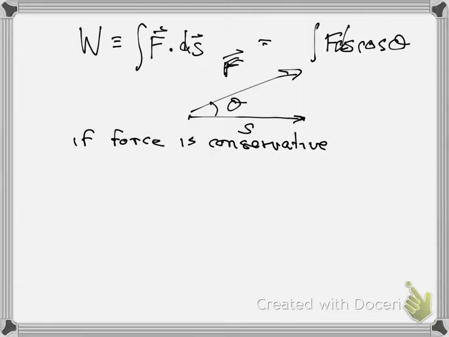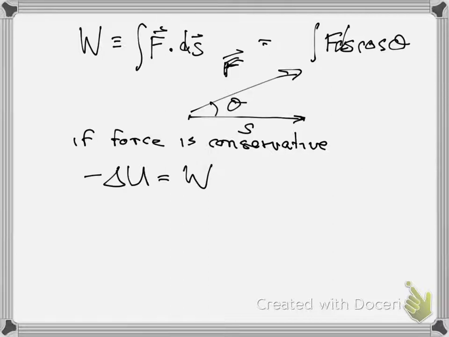And if it is independent of path, we can define a potential energy, and we define it as minus the change in potential energy equals the work done. So if the work done is positive, then the change in potential energy is negative. That's all it says. And if the work done is negative, then the change in potential energy is positive.